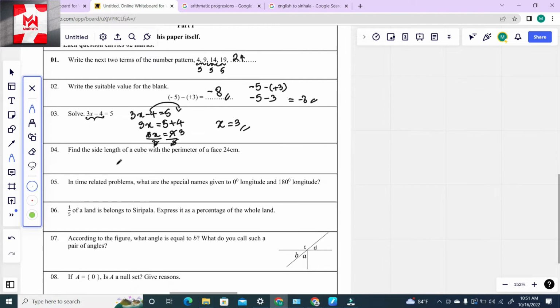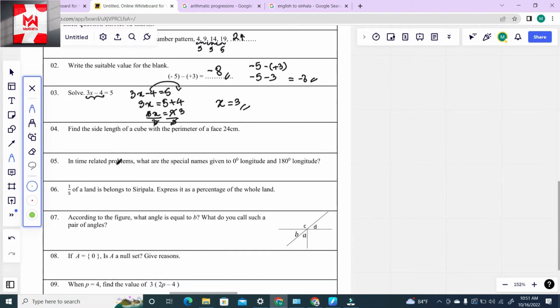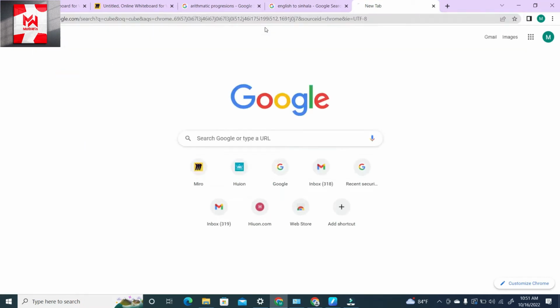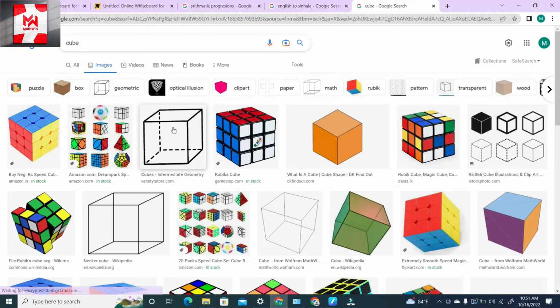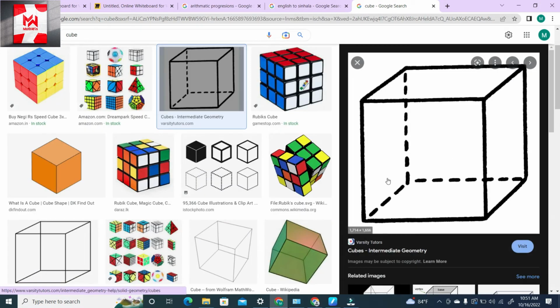And the fourth one: find the side length of the cube if the perimeter of the face is 24 centimeters. You know what a cube is? Okay, this is the cube. These are the vertices. When we consider the cube, there are 6 faces: 1, 2, 3, 4, and the upper one and the bottom one. The total faces are 6.